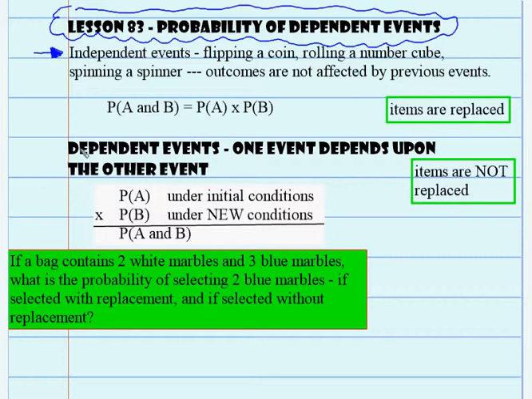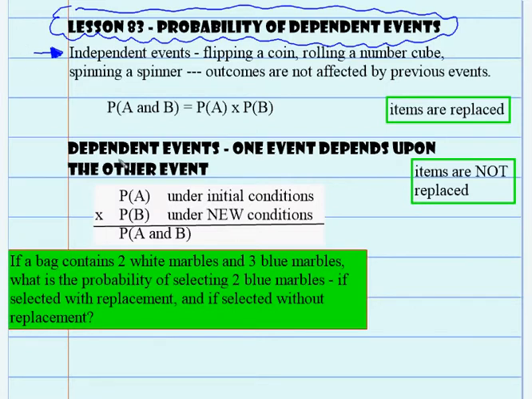But let's talk about dependent events first. These are events where one event depends upon the other event. So the example is: if a bag contains 2 white marbles and 3 blue marbles, what is the probability of selecting 2 blue marbles if selected with replacement and if selected without replacement?